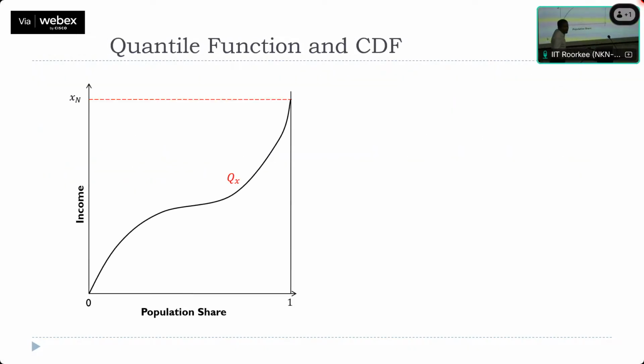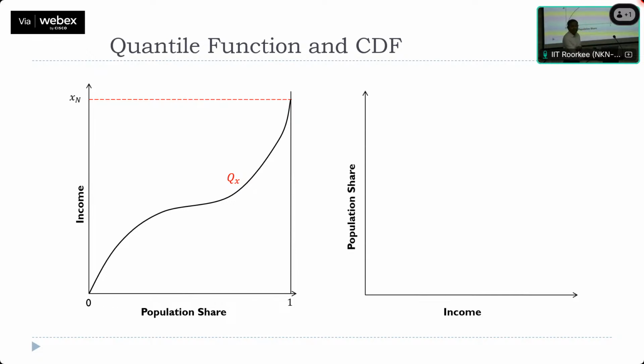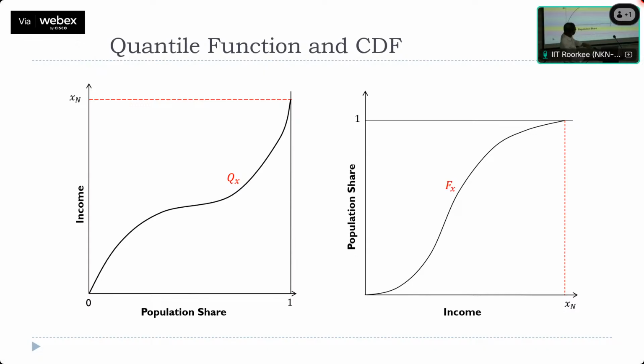So this is our quantile function. We are just going to flip the axes. So we have our income, which we plot on the horizontal axis instead of the vertical axis. We take the population share and plot it as the vertical axis. And then the maximum, of course, comes there, xn, and this maximum value of 1 comes there. And there you go, you plot the curve. That's your cumulative distribution function.